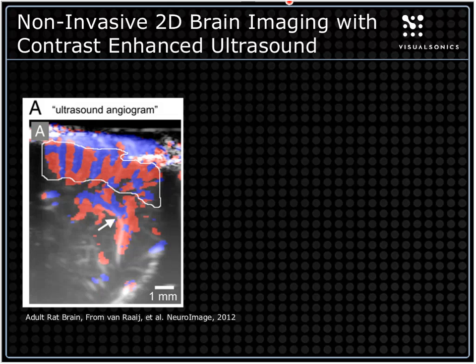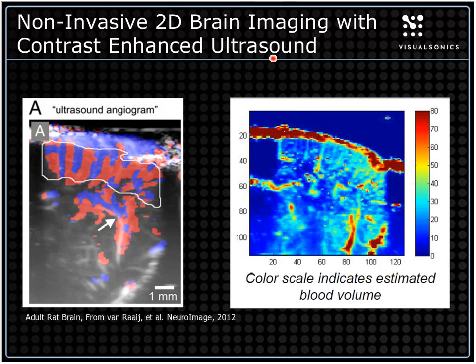We can then perform different calculations. And in this case, they indicated a color scale here that is an estimate of blood volume. So in this case, we're really looking at relative blood volume. And there are many differences in hemodynamics between active and non-active parts of the brain. And this is really a way of doing functional imaging purely with ultrasound in this case. So the combination of these techniques can give us some really powerful information.